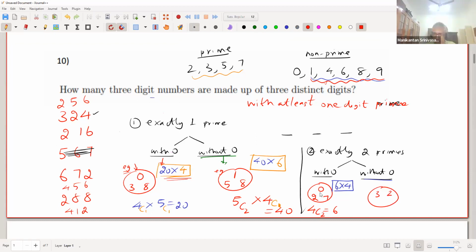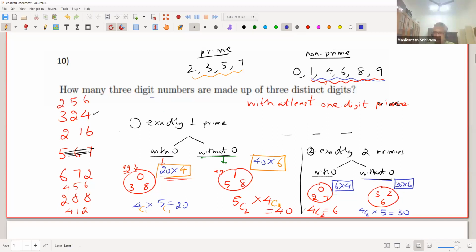So here again, how many ways of selecting the 2 prime digits? 4 choose 2 ways. And how many ways of selecting the non-prime? It can be any one of the remaining 5, because 0 is eliminated. So 4 choose 2 into 5, just 30 ways. 4 choose 2 is 6, 6 into 5 is 30. Now each of these 30, you can arrange them in 6 ways, right? So 30 into 6.